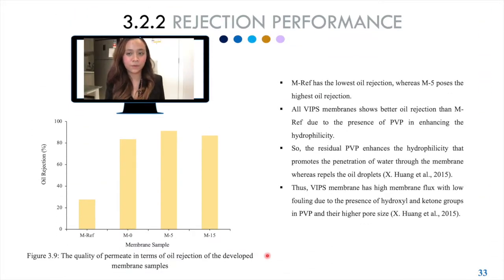In terms of rejection performance, only 3 membranes achieve oil rejection of above 80%. MREF has the lowest oil rejection, whereas M5 poses the highest oil rejection. All VIPS membranes have better oil rejection than MREF due to the presence of PVP in enhancing the hydrophilicity. So, the residual PVP enhances the hydrophilicity that promotes the penetration of water through the membrane, whereas it repels the oil droplets. Thus, the VIPS membrane has high membrane flux with low fouling due to the presence of hydroxyl and ketone groups in PVP and their higher pore size.